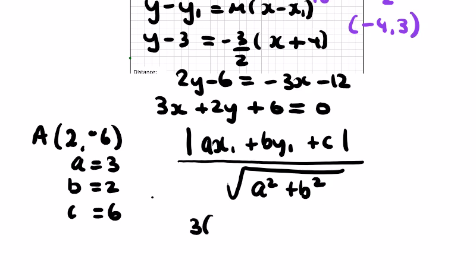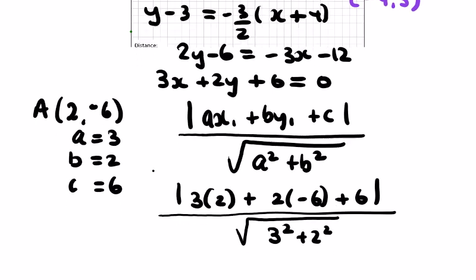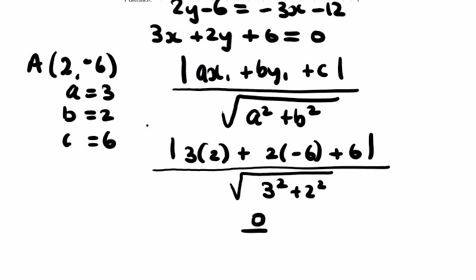Let's see what this gives. We're going to get 3 by 2, and we're going to get plus 2 by minus 6. We're going to get plus 6 for A x1 plus B y1 plus C over the square root of 3 squared plus 2 squared. That's going to be 6 plus 6. That's 12 minus 12. So that's going to give a 0 on top over root 13. So the perpendicular distance is 0.